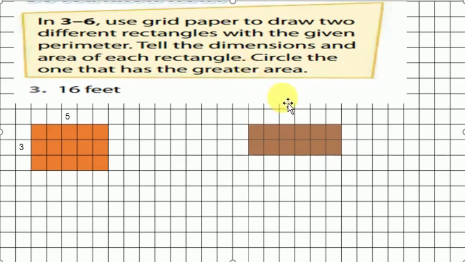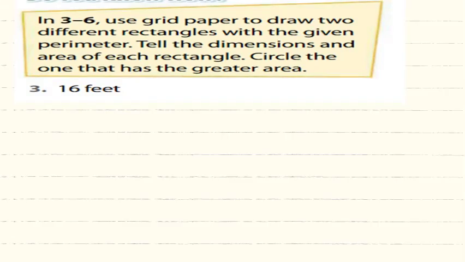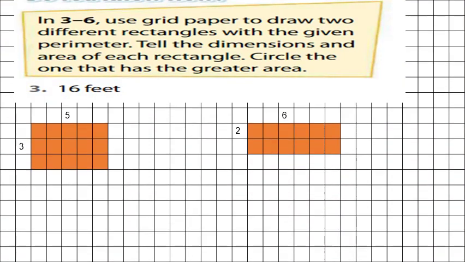So this is my second rectangle. So how many squares or units do I have in each row? Excellent, 6. And how many in each column? Very good, 2. Okay, so let's find the perimeter of both rectangles and then we will find the area. So let's start right there.